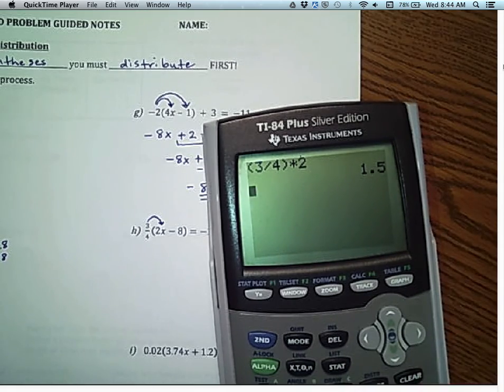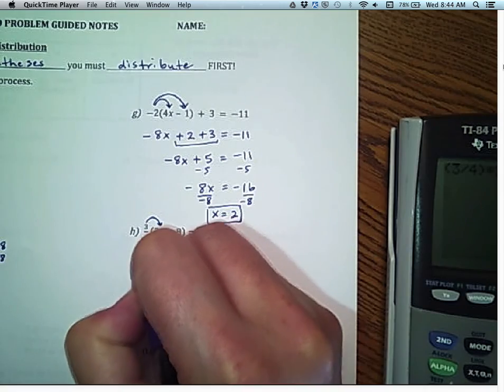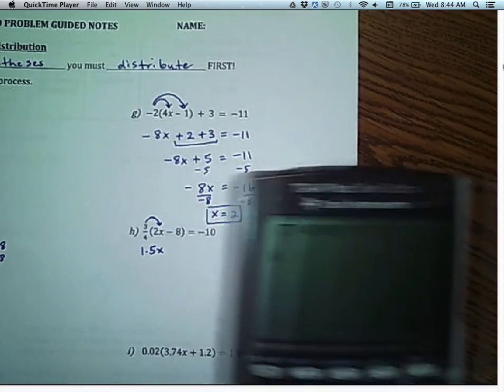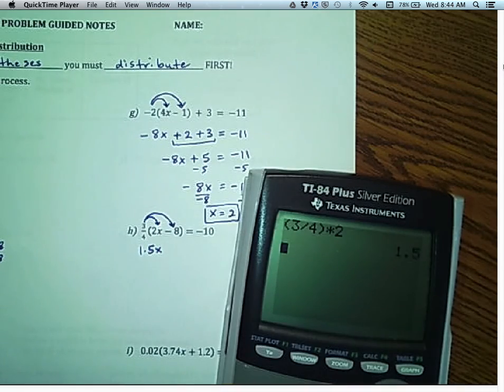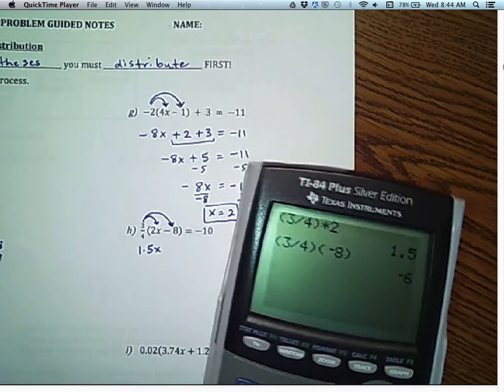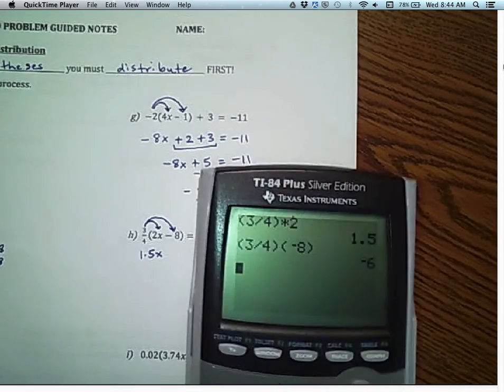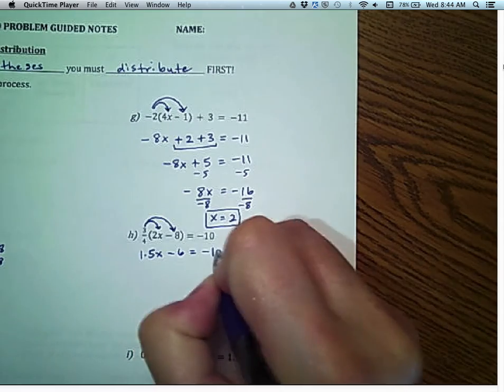That's a nice decimal, so I'm going to go ahead and just use it as a decimal here. So 1.5x. All right, and then I'm going to do the next part. 3/4 times negative 8. So 3/4. And you would type this in your calculator however your calculator does fractions. So 3/4 times negative 8 actually comes out to be negative 6. I'm just going to write minus 6, and then I still have equals negative 10.